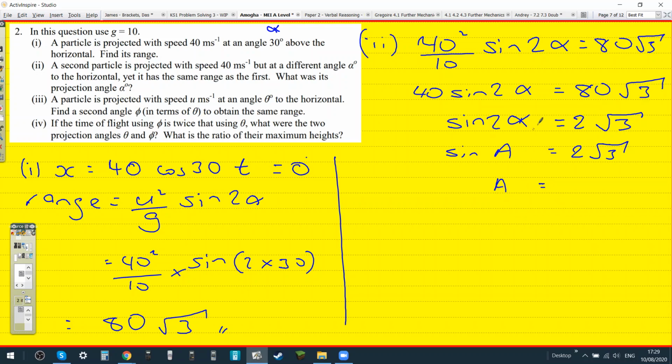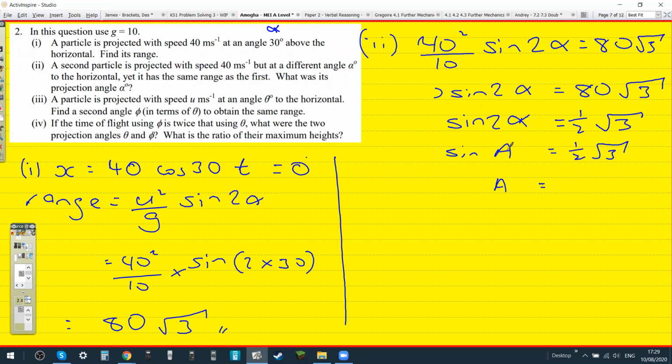It says math error. You can't have 2 in a sine graph. Did I do something? I think, hang on. So 40 squared over 10. What is 40 squared over 10? 160. Sorry. And so 80 over 160? Half. Yeah, sorry, a half.